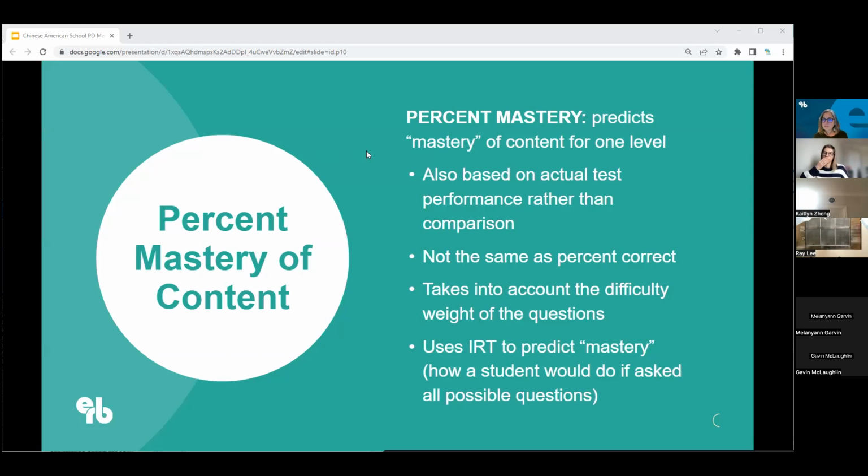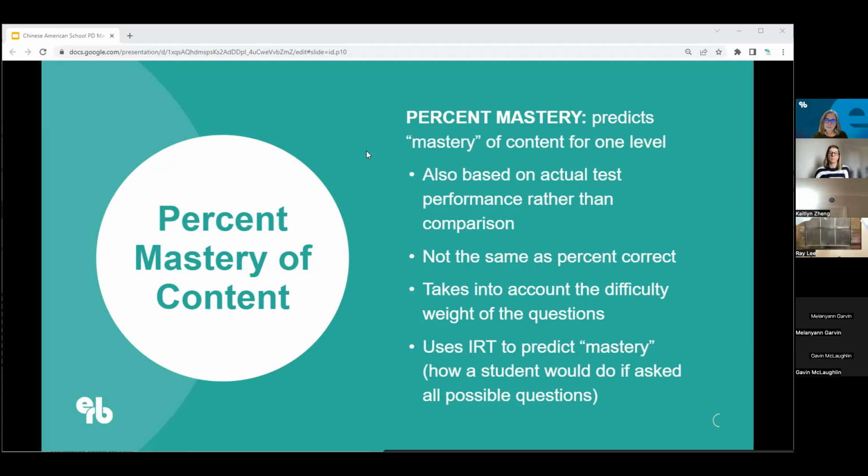So this is based on actual test performance. It is not a comparison. The bell curve is like, where do we all line up along this line for our group, right? Who's the tallest, who's the shortest, and everyone in between. Percent mastery is very specific to what a student knows. It is not the same as percent correct, and we'll talk about that when we look at the report in a little while.